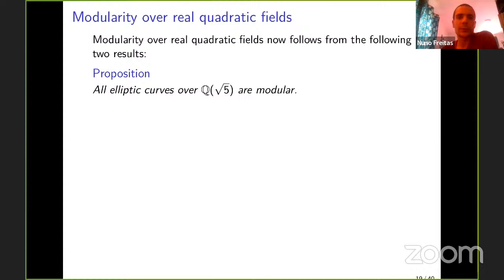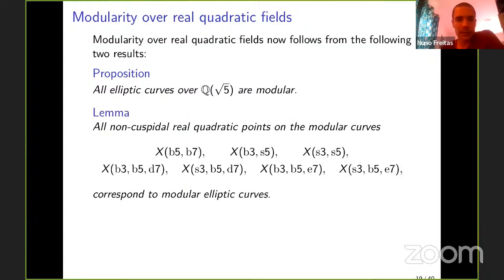Okay, so we have built up to the following conclusion now. Modularity of real quadratic fields will follow from the following two results. The first one is that all elliptic curves over Q square root of 5 are modular. And the second is that all non-cuspidal real quadratic points on these 7 modular curves correspond to modular elliptic curves.